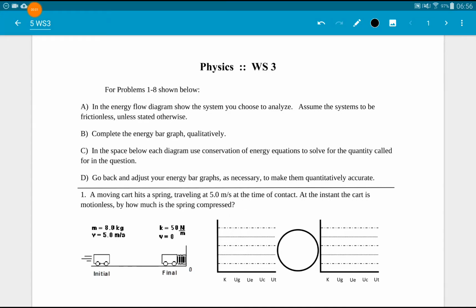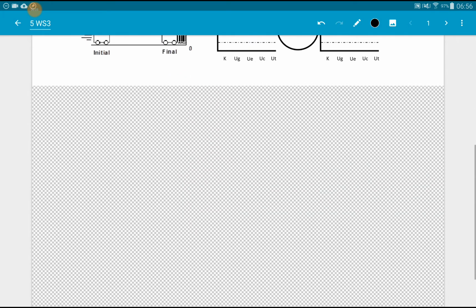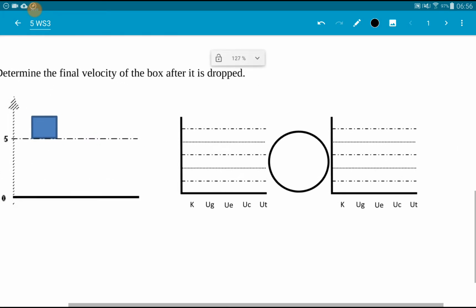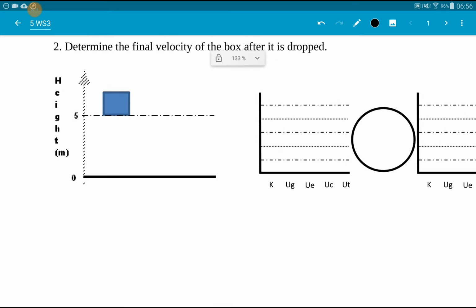Welcome back. In this video we're gonna go over number 2, worksheet 3. I'm gonna give you the full interior thought of what's going on in my head of how I figure out how to do one of these. So first, determine the final velocity of the box after it's dropped.